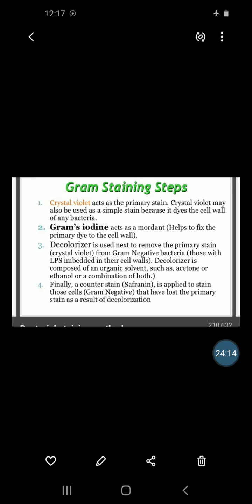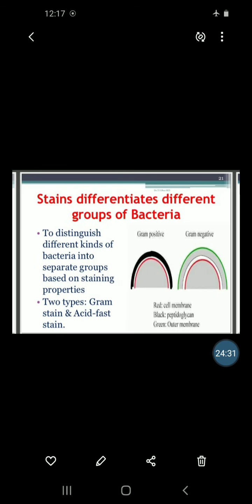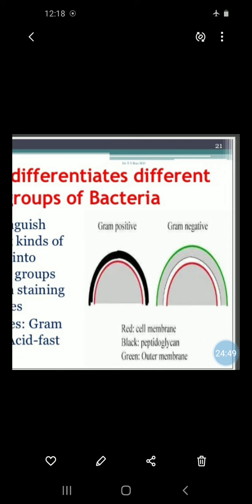Then finally, the counter stain, that is safranin, is applied to stain those cells, that is Gram negative, having lost the primary stain as a result of decolorization. Then here we can see the images showing the difference between Gram positive and Gram negative. To distinguish the different kinds of bacteria into separate groups based on staining properties, there are two types, Gram stain and acid fast stain.